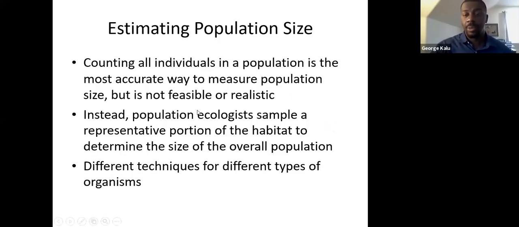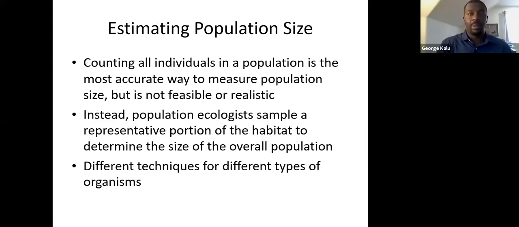All right, so what we want to do as population ecologists is estimate the population size. We want to be able to determine how many individuals there are in a population. Now, there's a couple ways to do this. The most accurate way is to go out into the population and just count all the individuals that are present there. You're going to get a pretty accurate number, but usually this isn't the most realistic or feasible way of doing things.